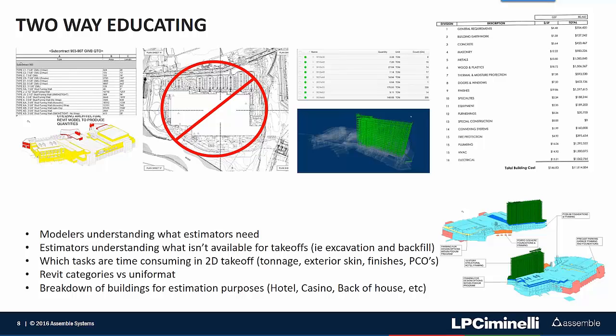Which tasks were time-consuming in 2D takeoff was something we as modelers needed to understand to see if we could do them quicker and easier and more efficiently inside of Revit, such as tonnage, exterior skin finishes, and tracking potential change orders. Revit categories and Uniformat became something of a challenge. Our estimators were very used to seeing it one way, and Revit only does it one way. So that became a challenge to understanding their needs.